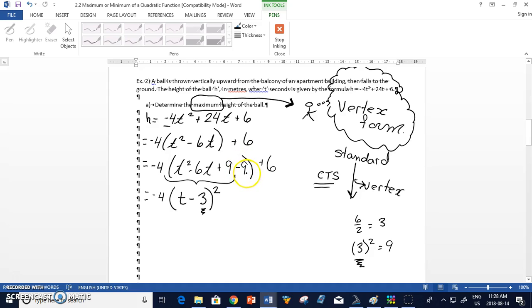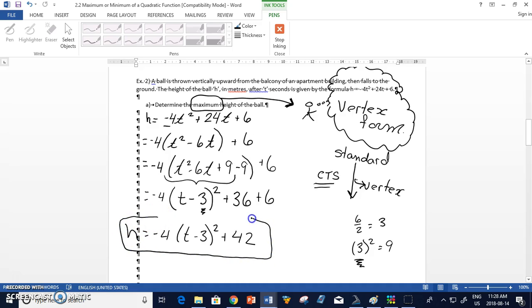This -9 inside my bracket, I have to multiply by -4 before I can remove it from the bracket. So -4 times -9, positive 36. And then, of course, still I'm left here with plus 6. Simplify: -4(t minus 3) squared plus 42. Now this is, of course, h. h equals -4(t minus 3) squared plus 42.